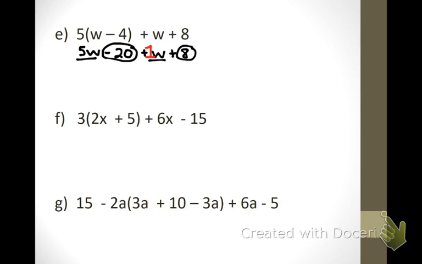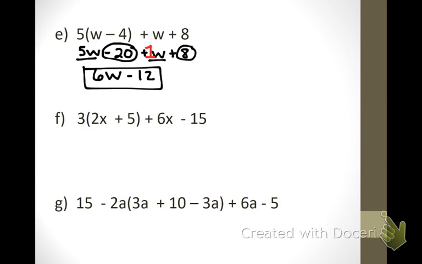All right, so let's figure this out, guys. What is 5W plus W? 6W. Negative 20 plus 8. Think about it. Same sign, add and keep. Different signs, subtract and take. Negative 12. So your answer is 6W minus 12.